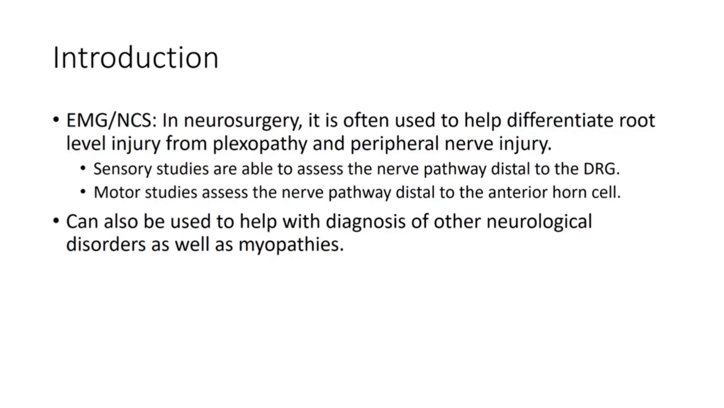And this becomes really important when you're trying to decide, is it a problem at the dorsal root ganglion, before or after? Is it a problem at the anterior horn cell, or is it a problem before that? So these studies can be useful in that regard. But it can also be used to help with diagnosis of other neurological problems as well. So looking at myopathies or hereditary demyelinating disorders, acquired demyelinating disorders, it helps with the diagnosis of things like motor neuron disease. And differentiating a neurosurgical problem from a neurological problem also, these are useful for that.